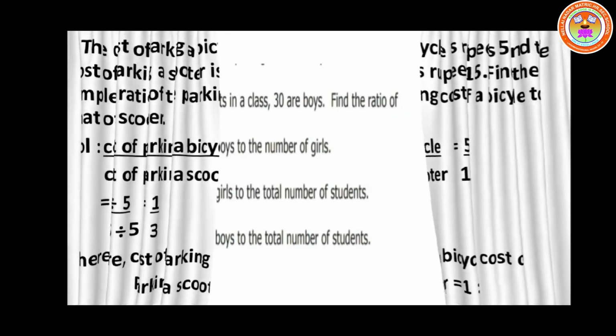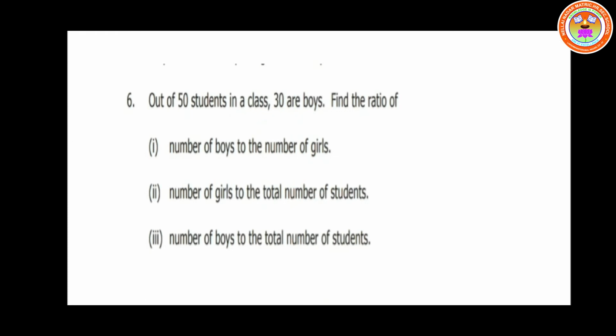Have you all understood, children? Yes. Problem number 6: out of 50 students in a class, 30 are boys. Understood, children? Totally 50 students are present in a class. In that class, 30 are boys. Find the ratio: first subdivision, number of boys to the number of girls. Second subdivision, number of girls to the total number of students.